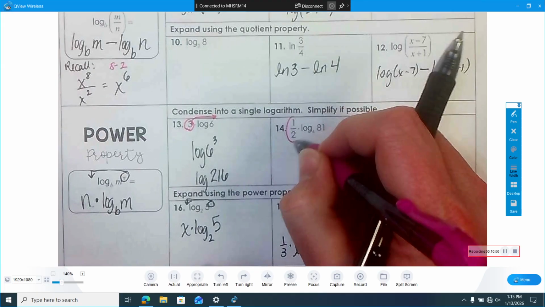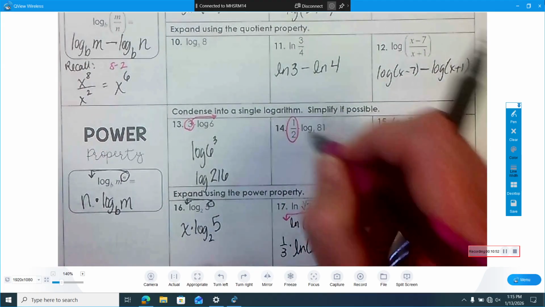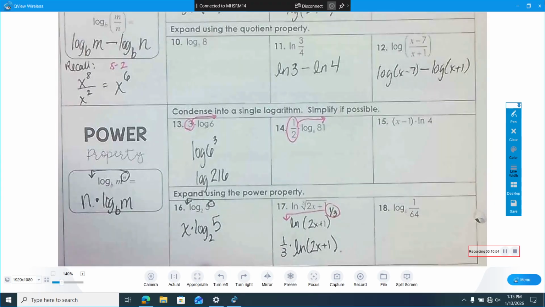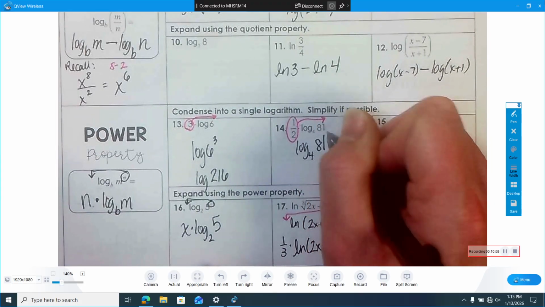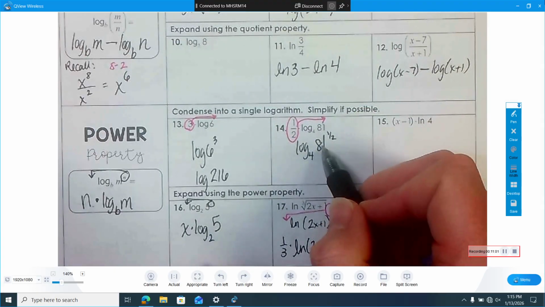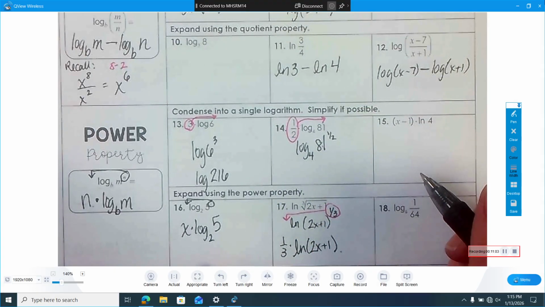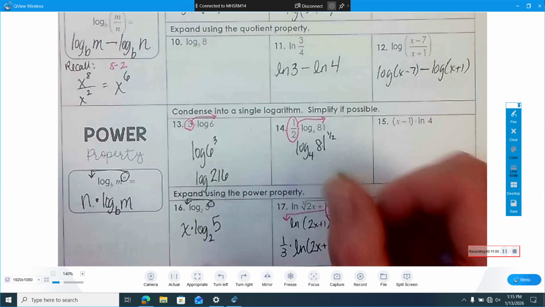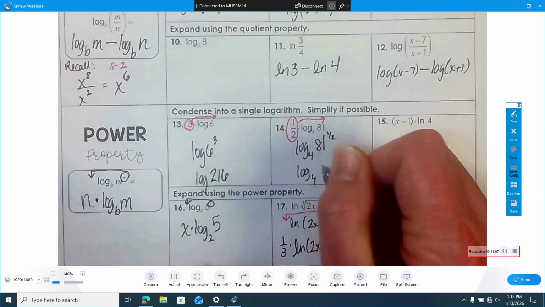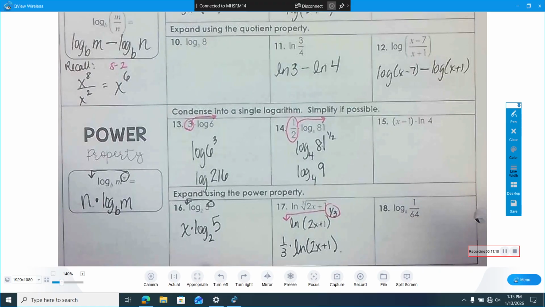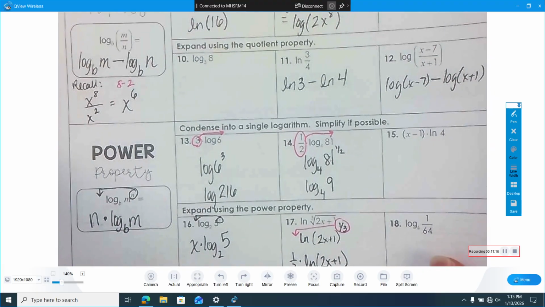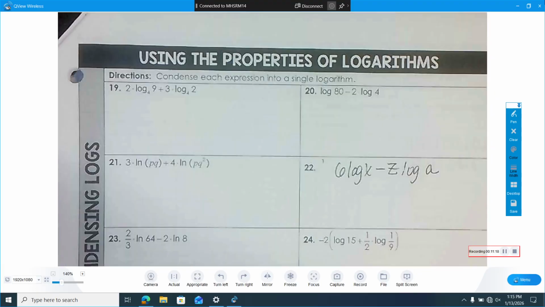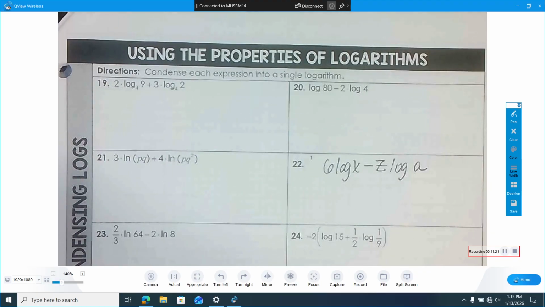What does this 1/2 want to do? Go up above that 81 in the power position. So I get log base 4 of 81 to the 1/2 power. What is 81 to the 1/2 power? 9. The square root of 81 is 9. So log base 4 of 9. Cool. So those are our 3 powers. Now we're really going to use them on the next page. So this is more of what we're doing today.